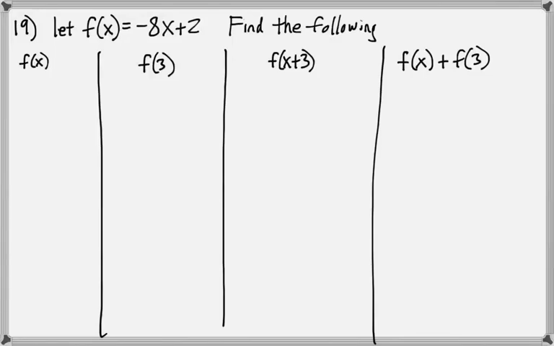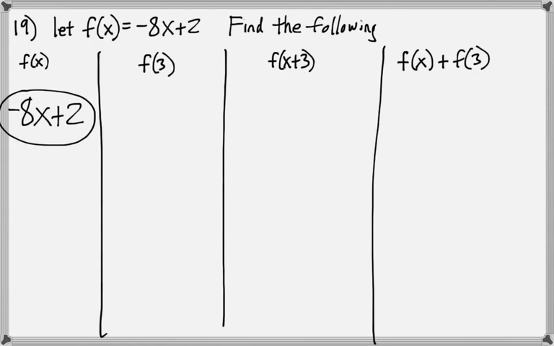Number 19 is asking us to do 4 different operations with this function f of x is equal to negative 8x plus 2. So with the first one, f of x, whatever this number is in here, you're plugging that into here, and it's really just telling you to plug in an x where you see an x. So it's a little bit meaningless, because if you have an x and you're just plugging an x, you're going to get the original problem.